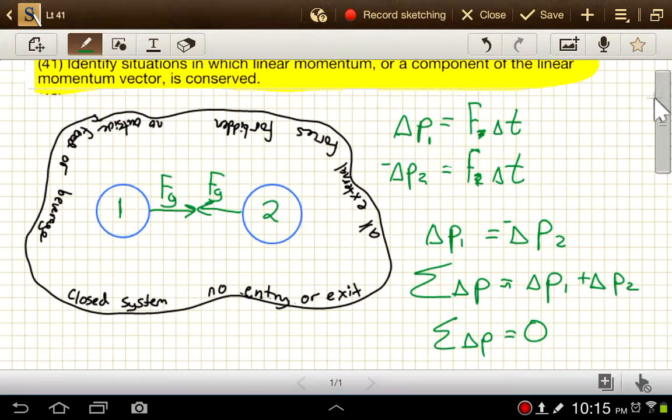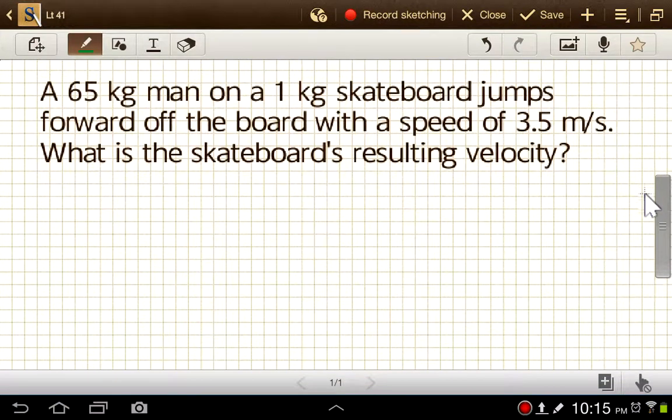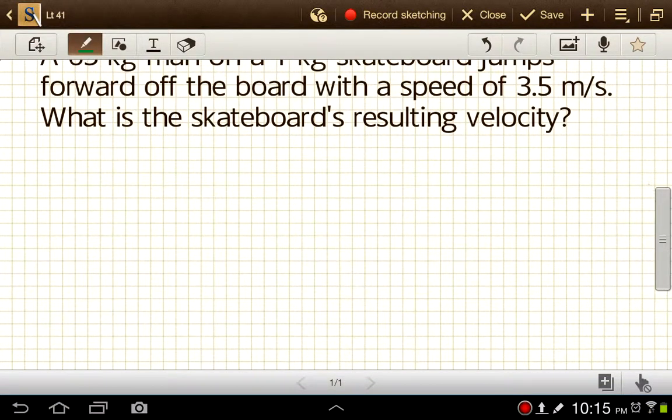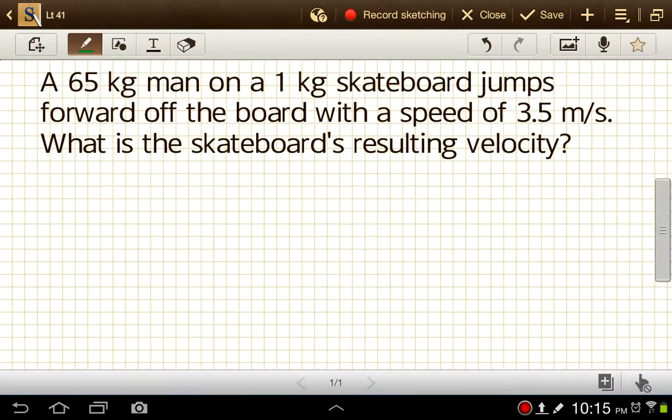Let's consider an example with this. We'll have a person who's standing on a skateboard, and he's going to jump forward off the board. I think you probably have some intuition on this, that if he jumps forward off the board, that board is going to go flying out behind him. Now, that happens as a result of this conservation of momentum, or at least we can describe it with that.